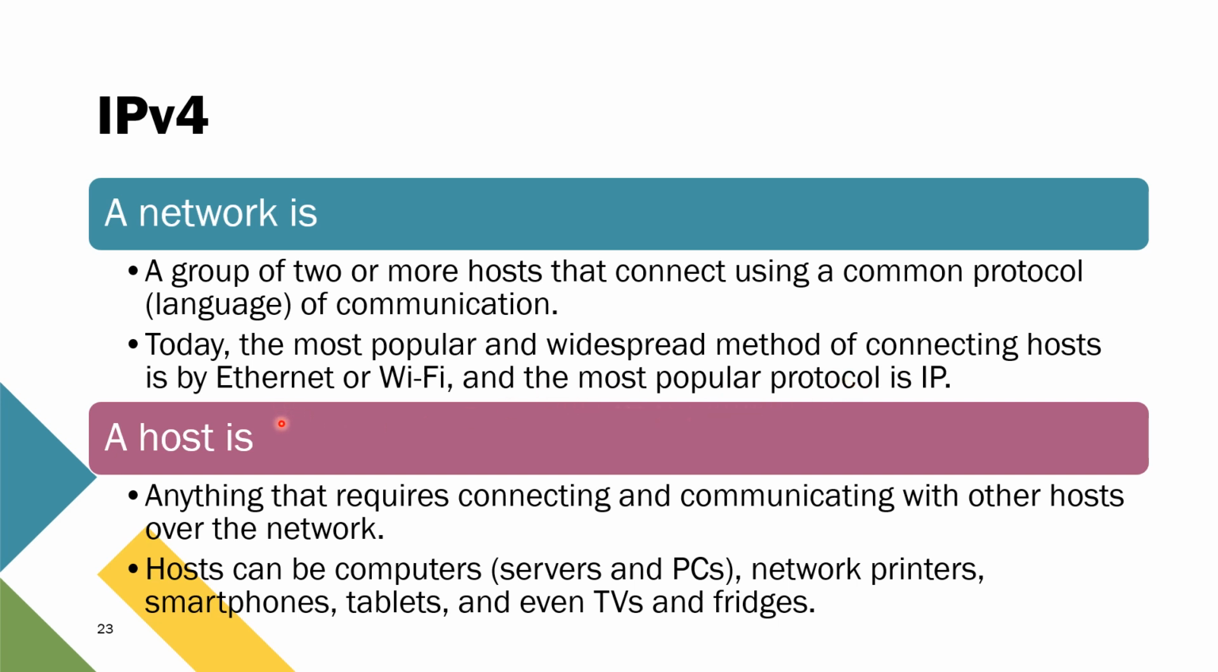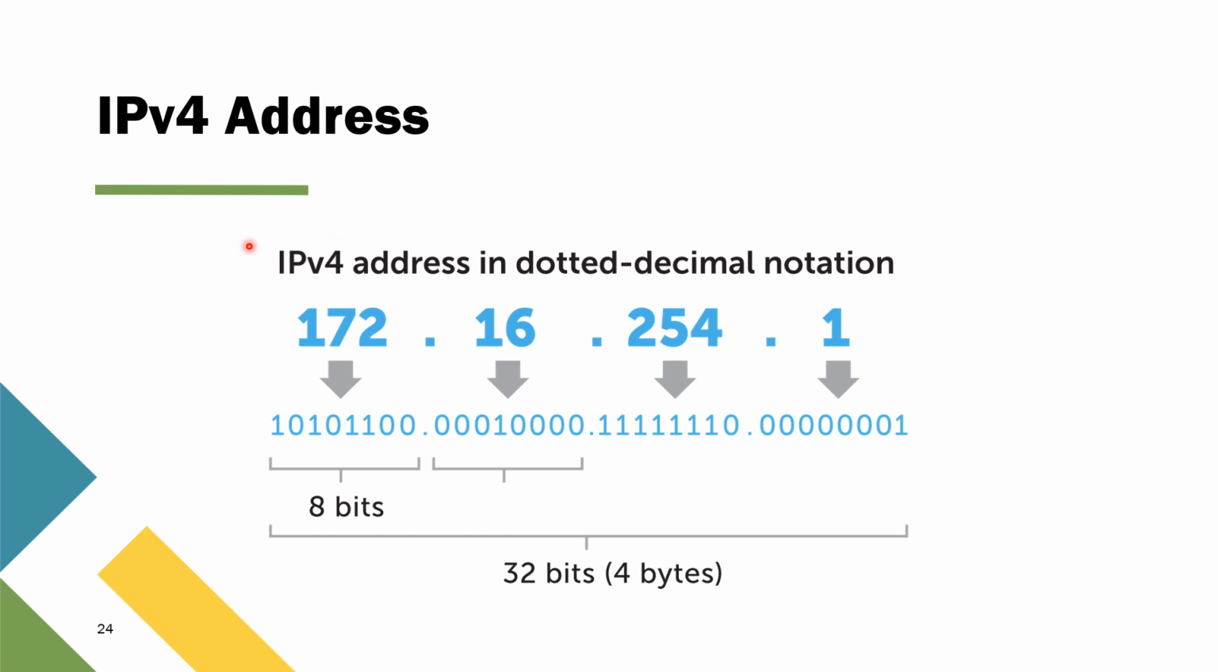Okay, so for the host, anything that requires connecting and communicating with other hosts over the network. It can be computers, network printers, smartphones, tablets, and even TVs and fridges also. So let's see how the IPv4 address looks and how it is addressed in the dotted decimal notation.